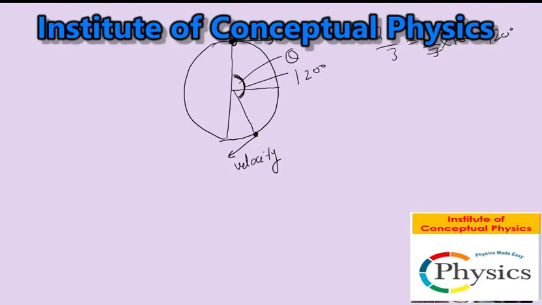Now, on a coordinate system, the velocity is in the x-axis direction, and the velocity here is in some other direction. The question is, what is the change in velocity? It is given that the velocity is constant. Therefore, in a constant velocity case, the velocity will change only because of change in direction.